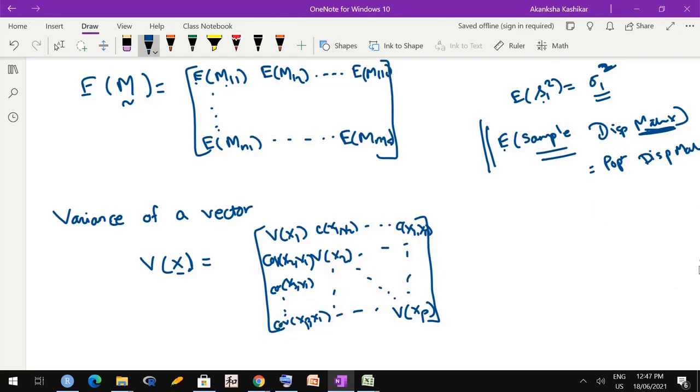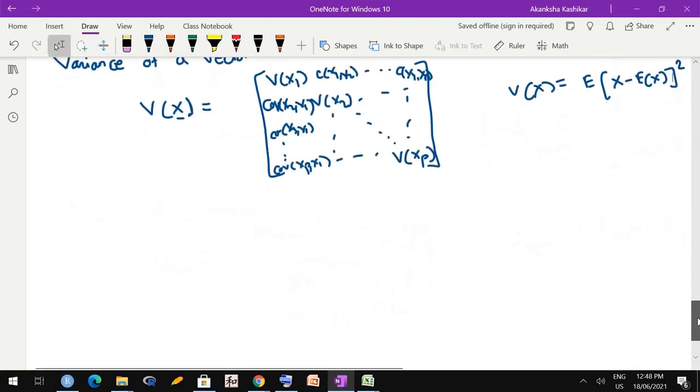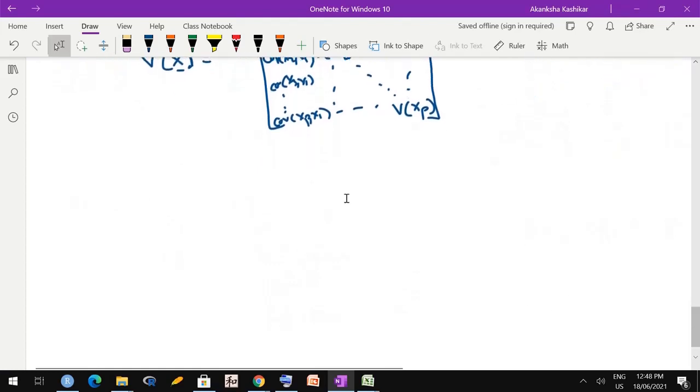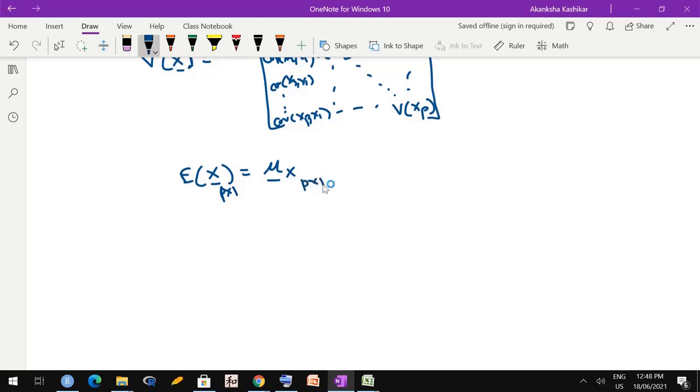But how do you obtain it? In univariate setup we have some formula for variance of x. So variance of x we define as expectation of x minus expected x whole square, right? So do we have something similar in the multivariate setup? That we need to check. So let me introduce some more notations. Suppose expectation of x we are going to denote by, say, mu x. So if x is a p cross 1 vector, then mu itself is also a p cross 1 vector.